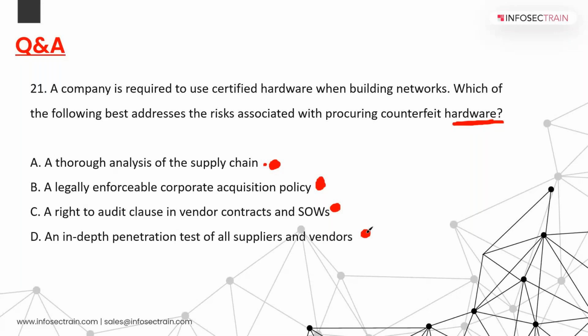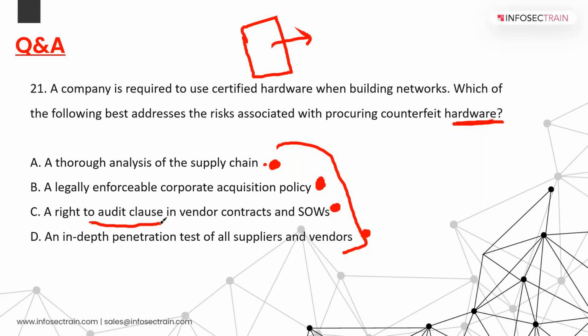So let's say, for example, you want to procure a respective piece of hardware for your respective network in the organization. As for the options given, I can say that all are absolutely correct: you can put up an audit clause, enforce a corporate acquisition policy, do in-depth penetration testing, and analyze the supply chain.